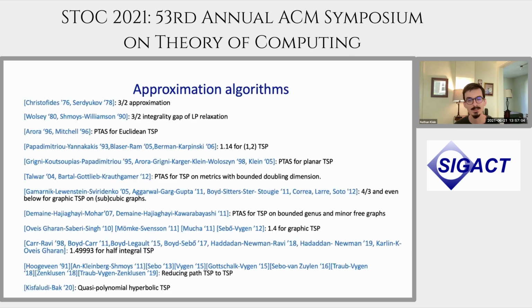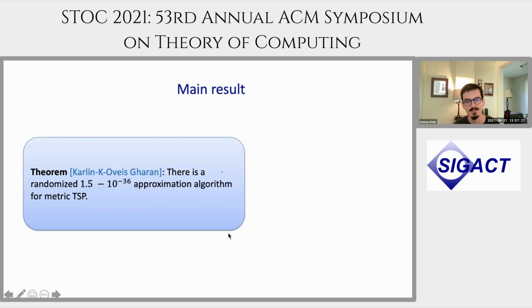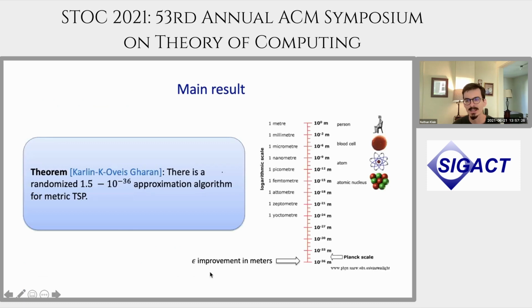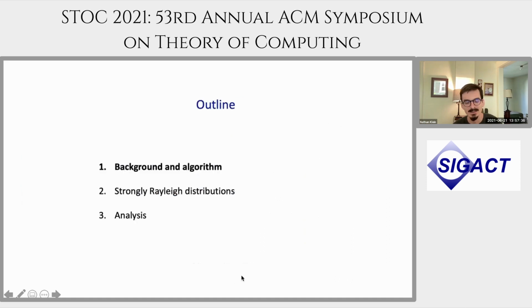But there's been a lot of amazing progress on TSP since this 3/2 approximation. For example, we know a 1.4 approximation in the graphic case, so when the input graph is unweighted, and we even have a PTAS for low dimensional spaces. However, the general case has remained at 3/2. And I'm going to tell you about a tiny dent we made in this problem. So we proved there's a randomized 1.5 minus 10 to the negative 36 approximation algorithm for TSP. So yeah, pretty small number. But I'll start with two pieces of background and by defining the algorithm.